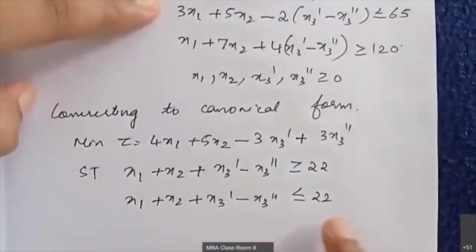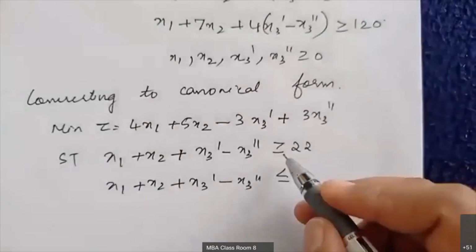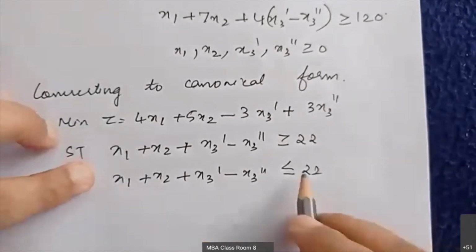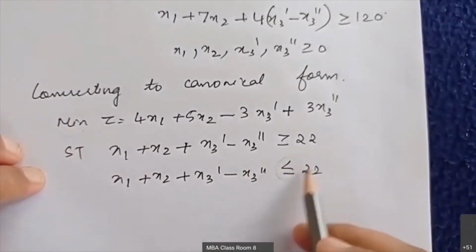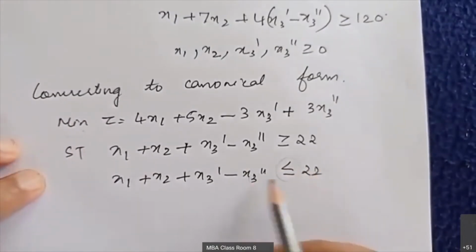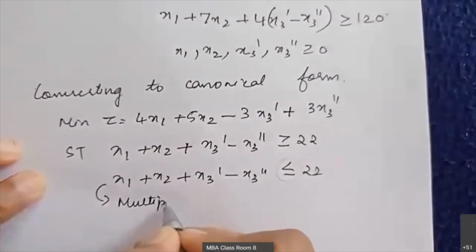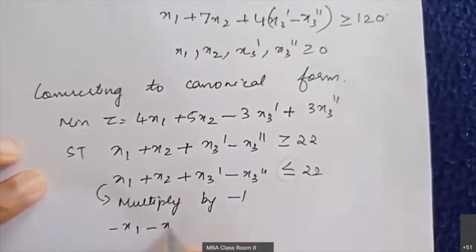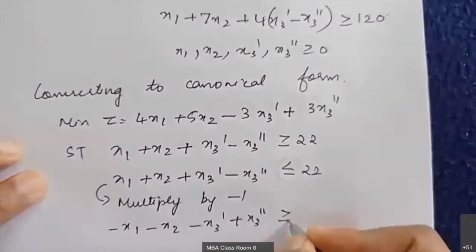Did you see? I'm replacing the first constraint over here. It is equal to, so the same constraint I'm taking down and replacing it with greater than or equal to and less than or equal to. Here we have a minimization problem, so this should be of greater than or equal to type. How can I make it greater than or equal to? Multiply both sides with -1. Just this constraint, multiply by -1. So what will you have? Minus x1 minus x2 minus x3 dash plus x3 double dash greater than or equal to -22.